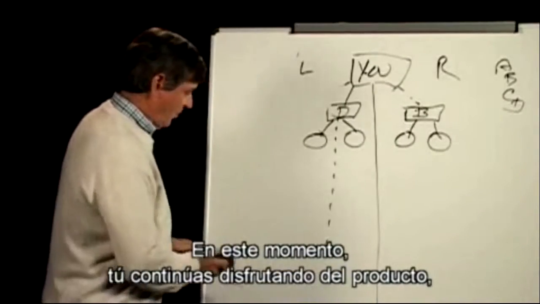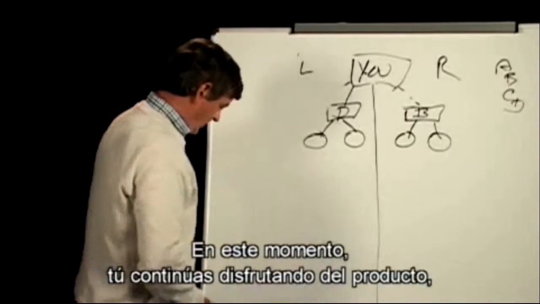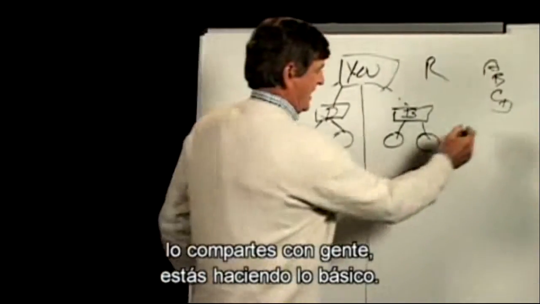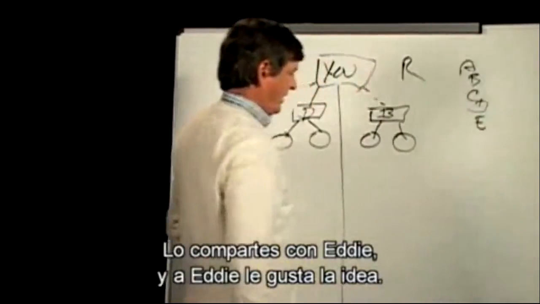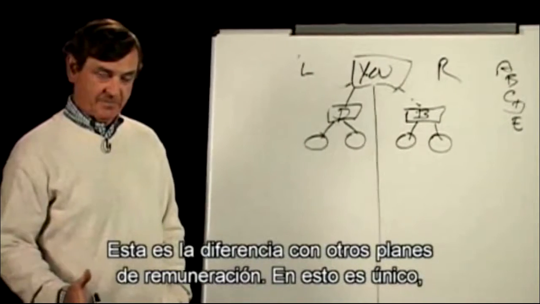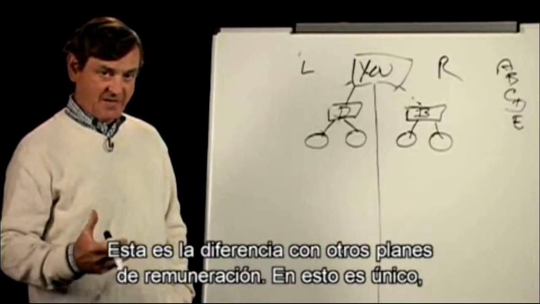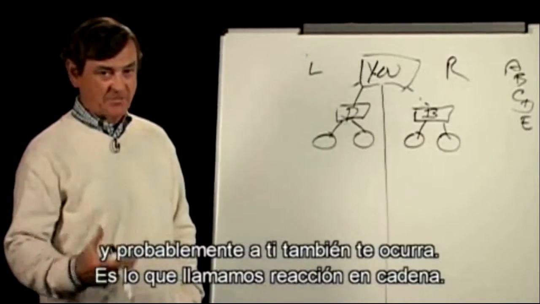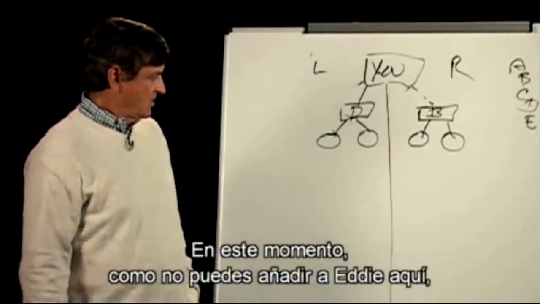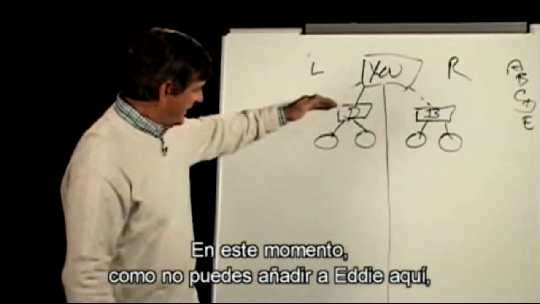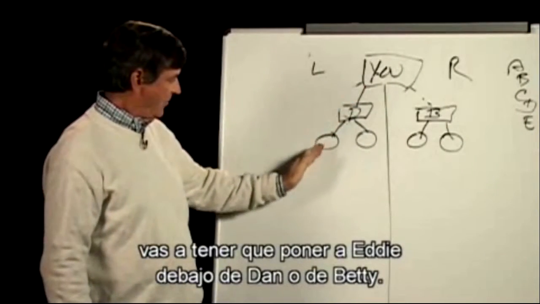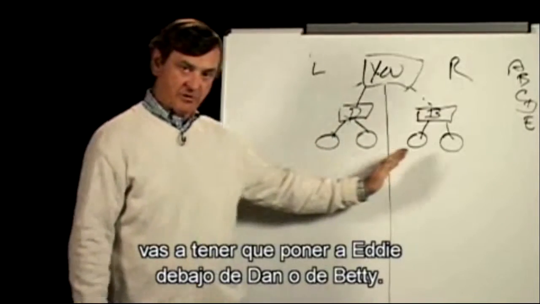Now, at about that point, you're continuing to enjoy the product. You're sharing it with folks. You're doing the basics. And you share it with Eddie over here, and Eddie likes the idea. Well, here's where it gets different from other compensation plans, and this is what's very unique, and you'll probably experience a little of this too, is what we call spillover volume. So at this point, because you cannot add Eddie out here, you're going to have to put Eddie down under Dan or under Betty.